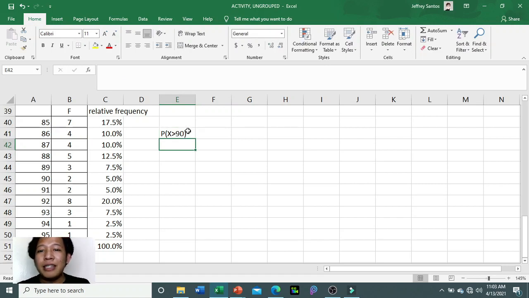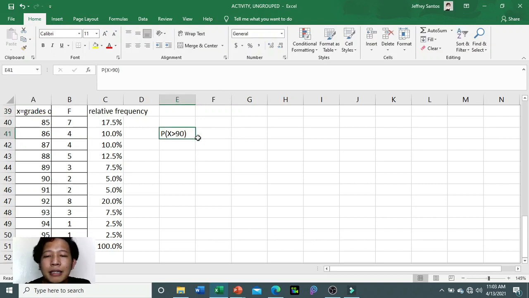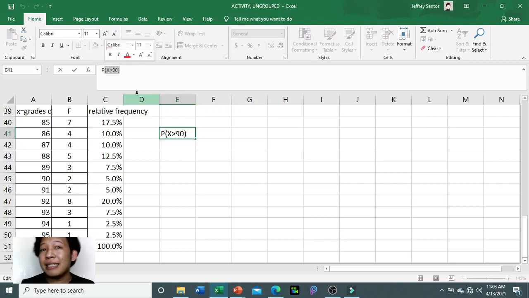What if we are given this one? The probability of getting, this is our random variable. So what is the probability of getting a student to which his or her grade is greater than 90? So paano po natin yun makukuha? That is simply analyzing our condition. That is, x is greater than 90.